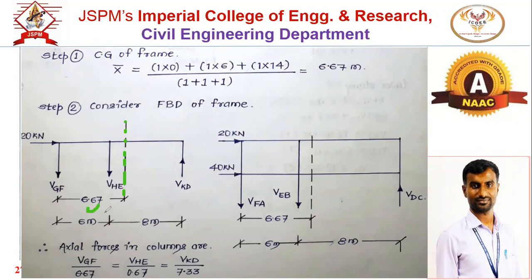Now tell me, what is the distance of the second column from the CG axis? Yes, 0.67. Very good. The total is 6, so 6.67 minus 6 leaves 0.67. And what is the distance of the third column from the centroidal vertical axis? The total is 8, and this part will be 0.67, so what remains?